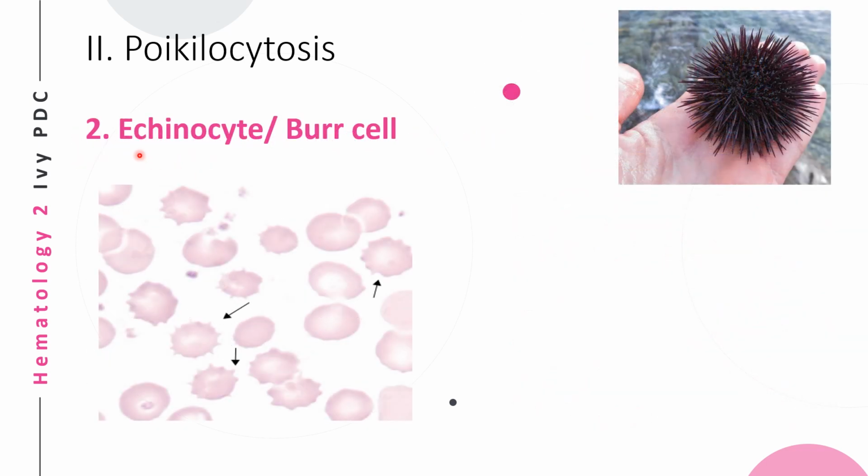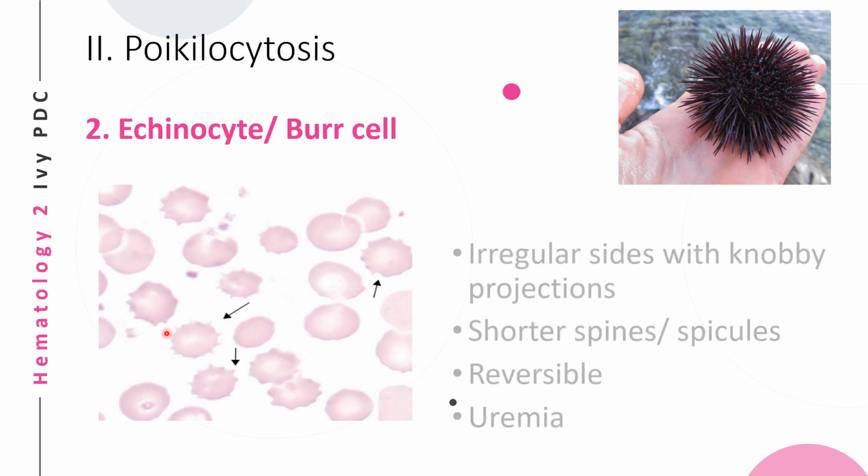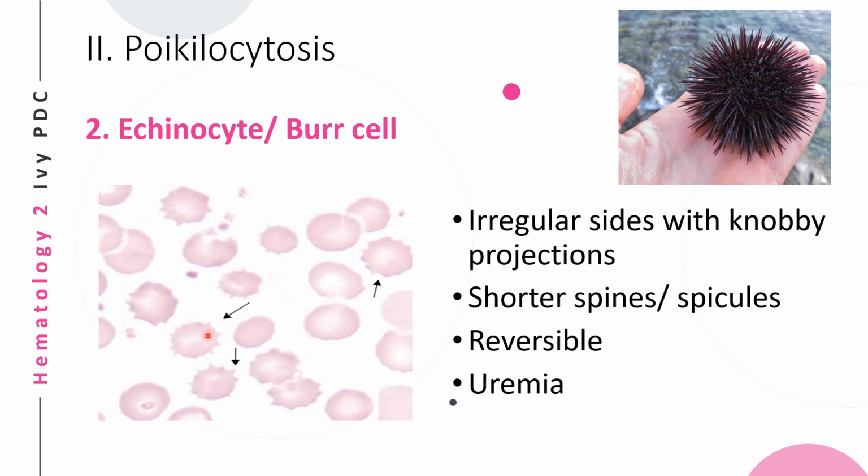The second poikilocyte is an echinocyte, which is also known as a Burr cell. This is an example of a Burr cell with irregular sides and knobby projections. Their spines are shorter compared to an acanthocyte. The difference between a Burr cell and an acanthocyte is that Burr cells are reversible, so they can return back into normal cells if conditions return to normal.